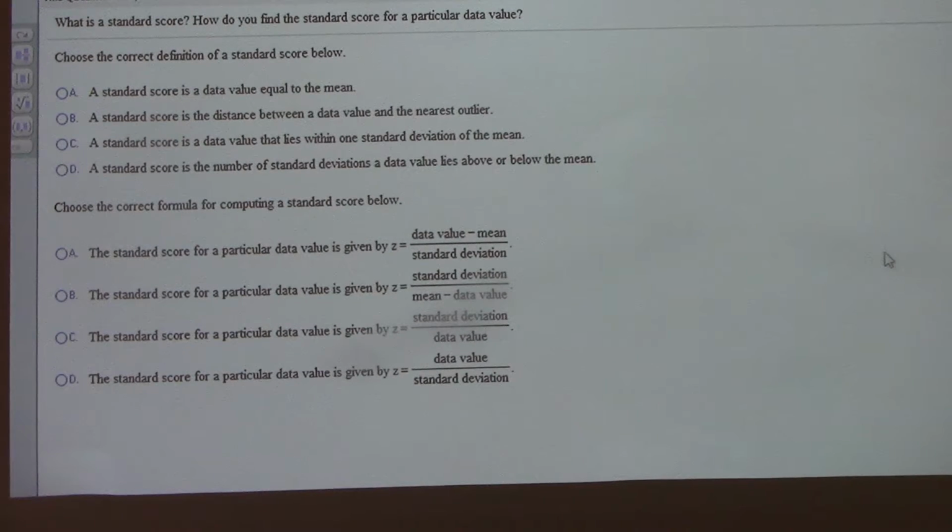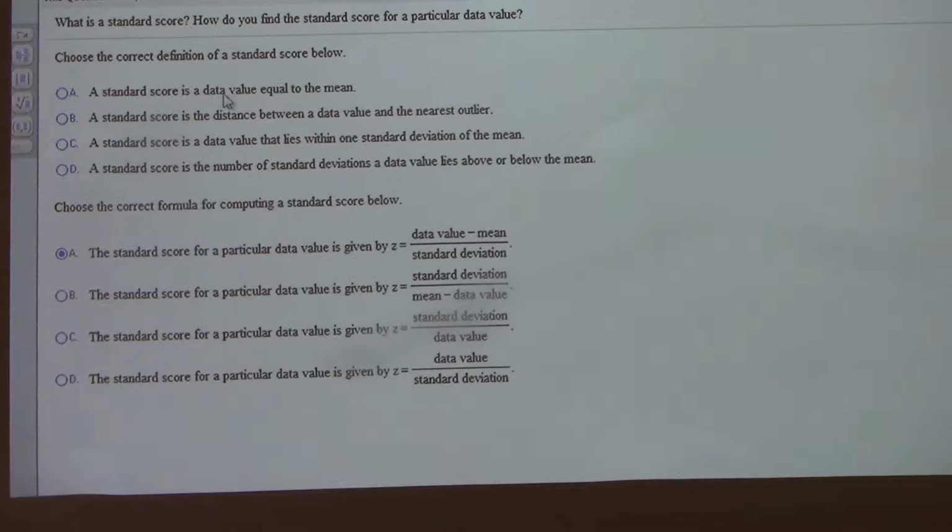z-score. How do you find the z-score? So what is the z-score? X minus X bar over standard deviation. X minus the mean over standard deviation. So it would be A. Now, choose the correct definition.